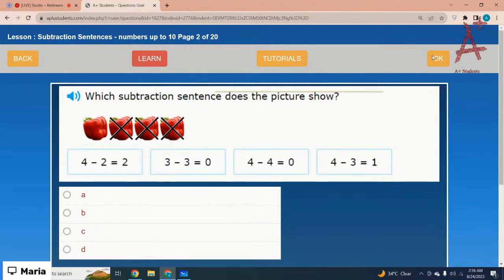So 4 take away 3 and you are left with just 1, right? So 4 take away 3 equals 1. So the correct option is 4 take away 3 equals 1. That would be the last option, option number D. The correct option is D.